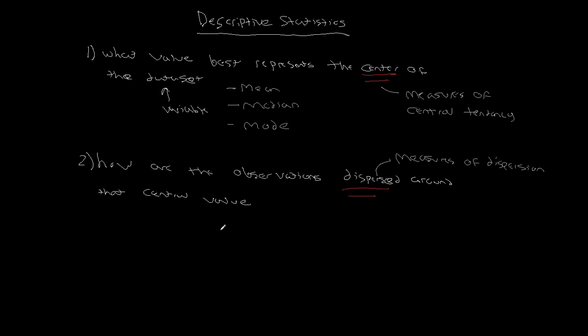For measures of dispersion, I want to talk about deviation, variance, interquartile range, and standard deviation. This should say deviation from the mean, sorry, deviation from the mean.